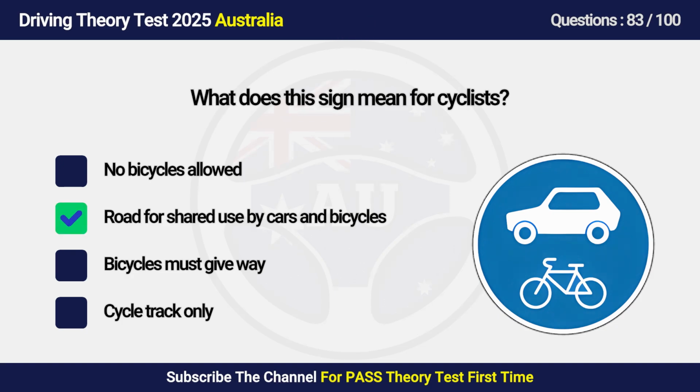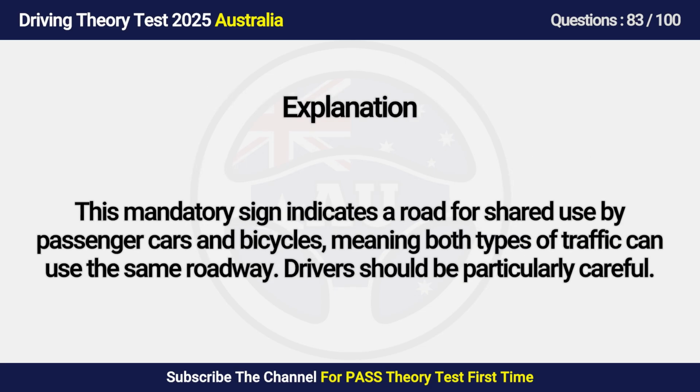Answer is B, road for shared use by cars and bicycles. This mandatory sign indicates a road for shared use by passenger cars and bicycles, meaning both types of traffic can use the same roadway. Drivers should be particularly careful.